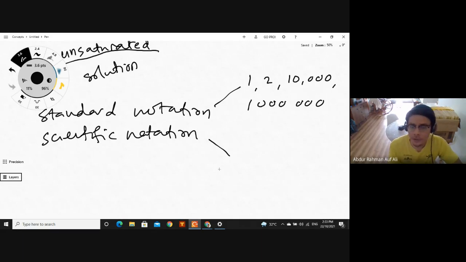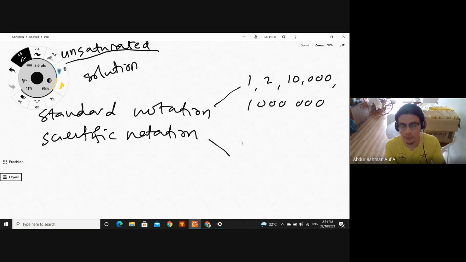Okay, scientific notation, kita pendekkan cara kita tulis number. Because in scientific calculations, usually we are dealing with a very, very large number ataupun a very, very small number. So contohnya kalau kita calculate the concentration of a solution, meaning kita calculate the amount of molecules, the amount of atoms dissolved in a solvent, and this could be up to the millions, up to the billions.